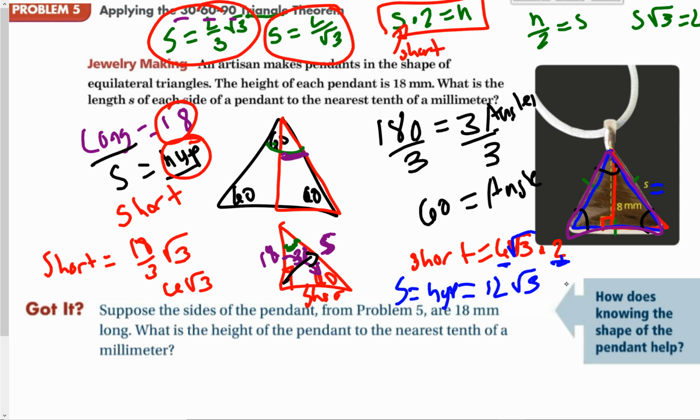So this S is 12 root 3. Okay, and there you go.